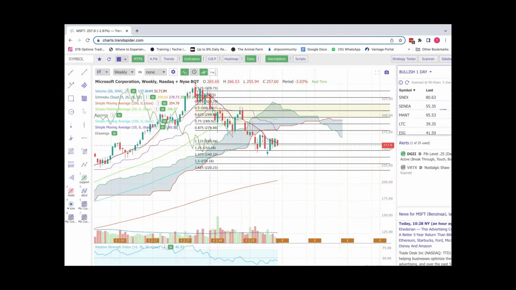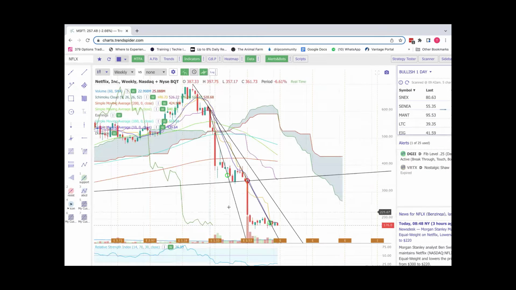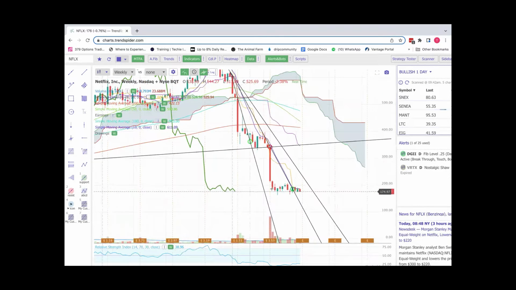Okay, the next one I wanted to talk about is Netflix. Let's look at Netflix. Netflix is beaten down, so this is one of the stocks that can really come up because it is beaten down big time, and it has been crossing these trend lines. If you look here, folks, it's below the conversion, and it is around the moving average 10. So the conversion and the moving average are around the same area.